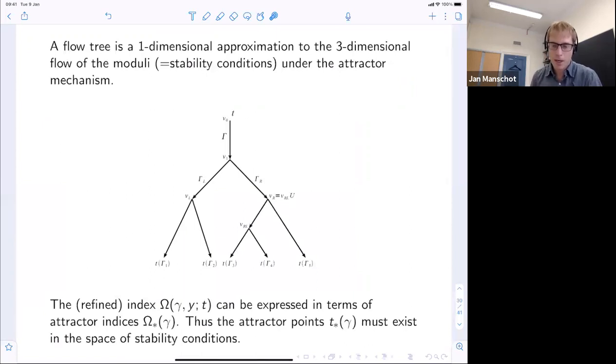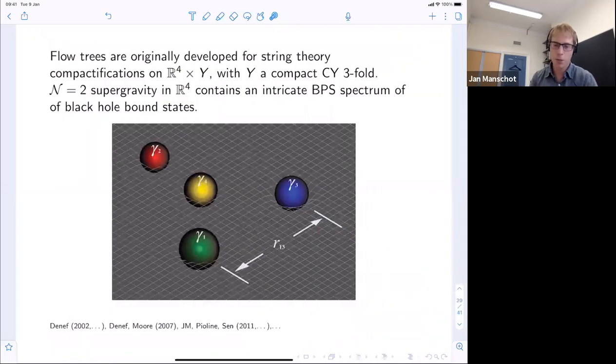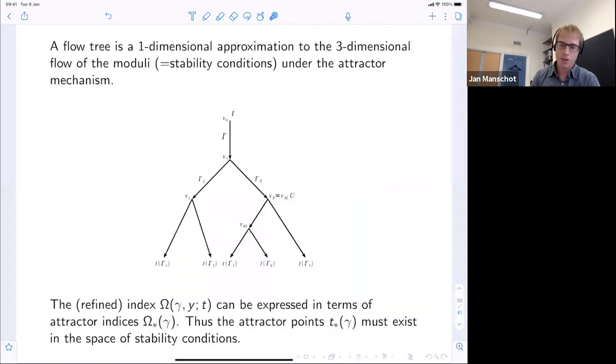So what does this flow tree look like? Well, we start out from infinity, very far away from these black hole centers. Then we go down, following the trajectory as if we are following a single black hole, all in a single center. So as if there was only one black hole here in the middle, with charge gamma 1 plus gamma 2 plus gamma 3 plus gamma 4. And so we follow the flow until we reach the wall, with the charges moving to the left and to the right, and then we split.